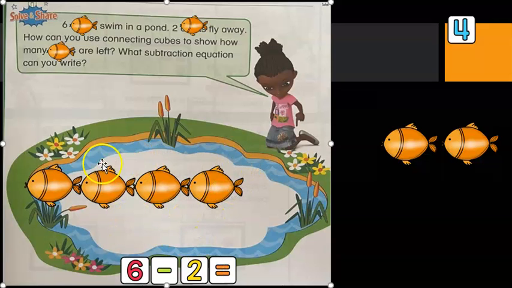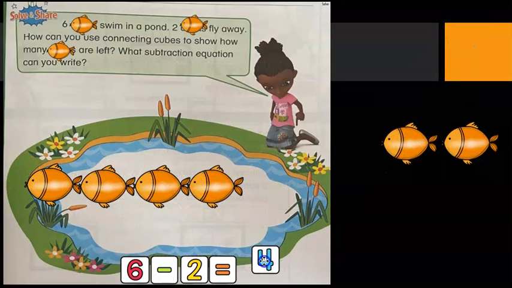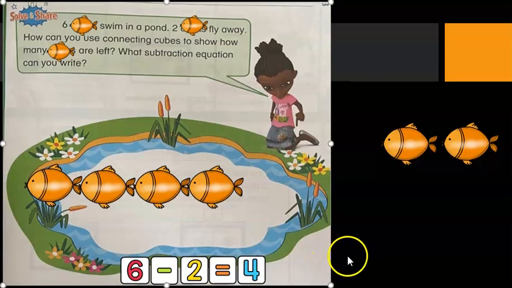Now, how many fish are left here in the pond? How many? 1, 2, 3, 4. So our answer is right here now. So watch, Mr. Begay is going to get that 4. I'm going to place it there. And first graders, our subtraction equation is finished now. Look, 6 minus 2 equals 4. That's going to be our answer.